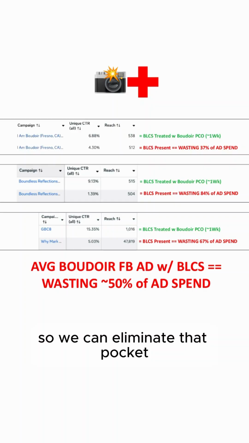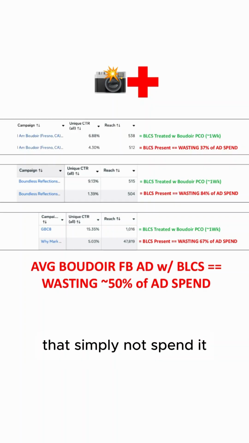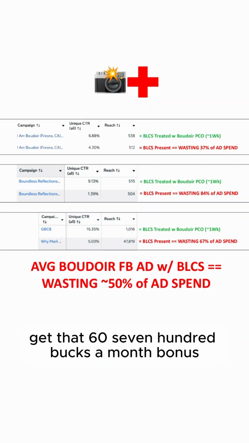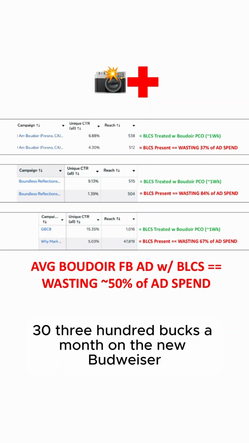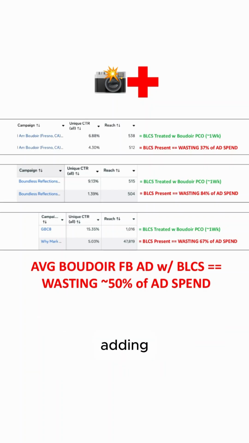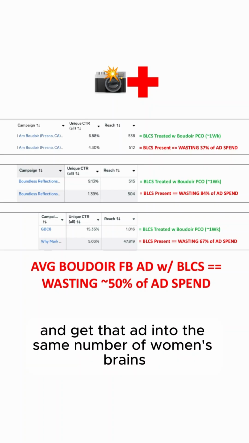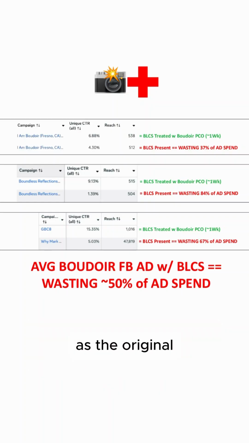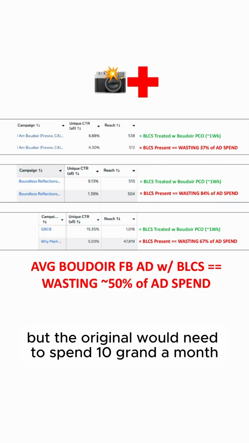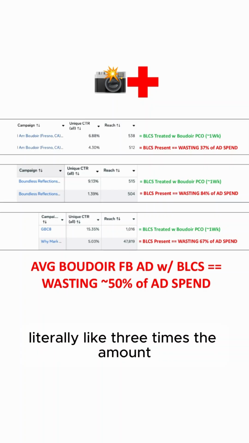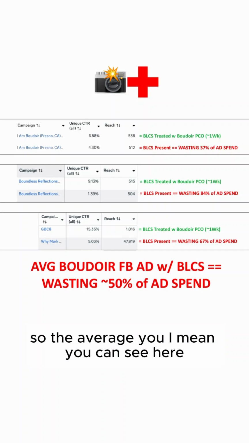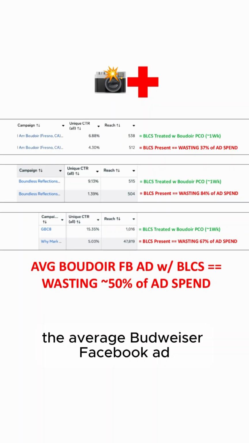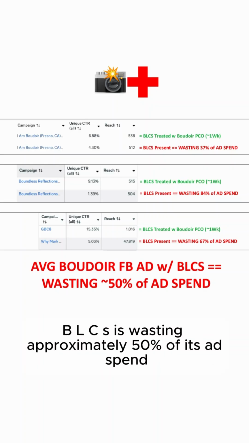So we can eliminate that, pocket that, simply not spend it, get a $6,700 a month bonus, and instead spend $3,300 a month on the new Boudoir Pico treated Facebook ad, and get that ad into the same number of women's brains as the original. But the original would need to spend 10 grand a month, literally like 3 times the amount as the Boudoir Pico treated one. So the average Boudoir Facebook ad with BLCS is wasting approximately 50% of its ad spend.